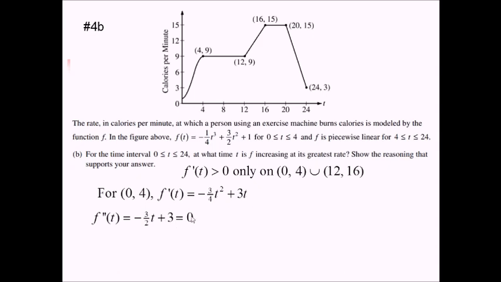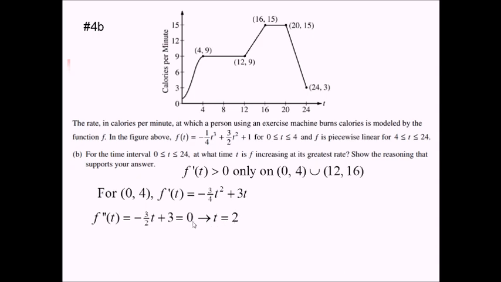So subtracting 3 and then multiplying by negative 2/3. Negative 2/3 times negative 3 actually. Same thing though. That's going to come out to positive 2 for my t value. So this is our critical value. Is it a max or min?